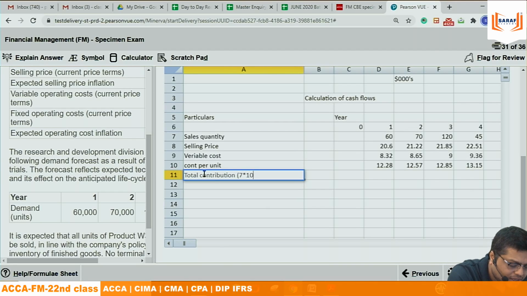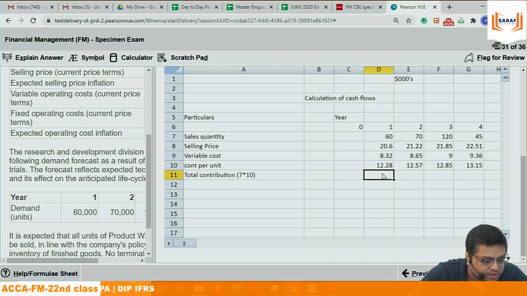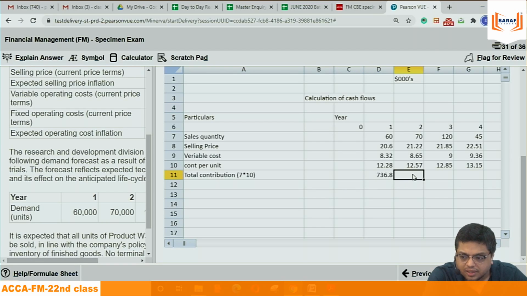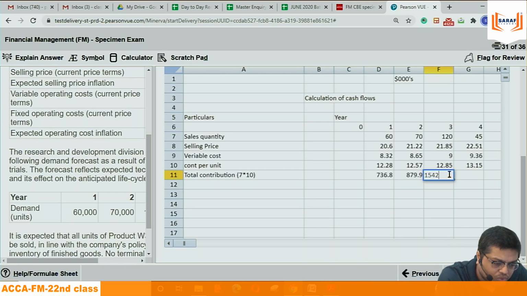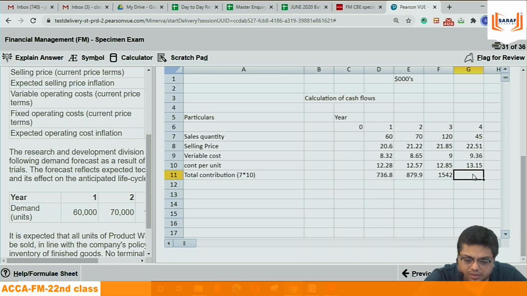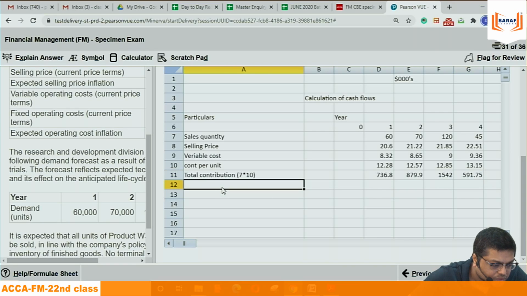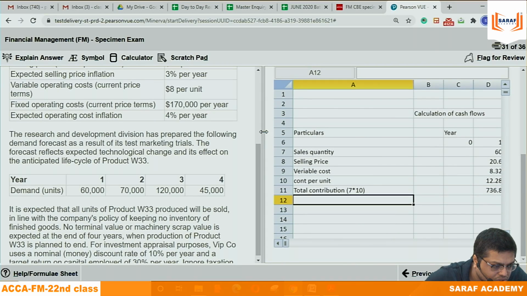Total contribution: 60 into 12.28 is 736.8. 70 into 12.57 is 879.9. Then 1542. 45 into 13.15 is 591.75. Now, what was the fixed cost? I forgot, sorry. $170,000.